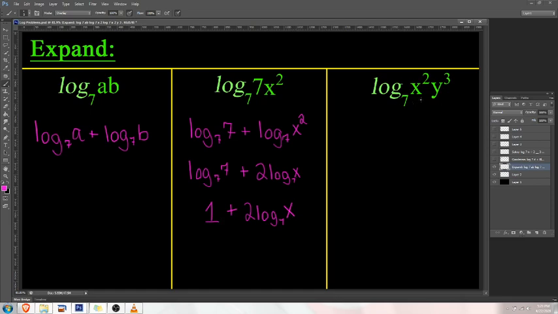All right, so let's look at this guy. We got log base 7 of x squared. So we're gonna have to do the same thing over here. It just looks like we're gonna have to use a power rule one more time than we did over here. It's still gonna use a product rule, so I want to break this up.